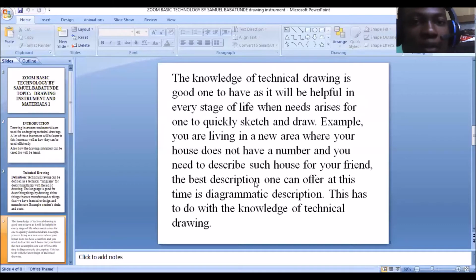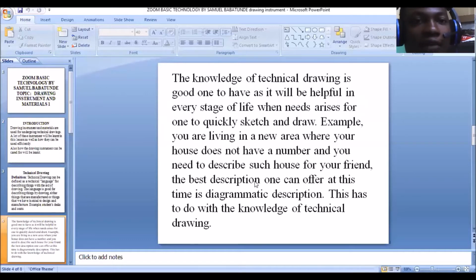And how does this come about? It comes about by the use of technical drawing. That is why we say technical drawing is a technical language. Because by putting this into drawing, you are trying to communicate to your friend. And that's how we say it is a language. It is a technical language.